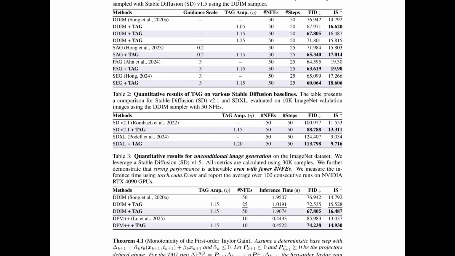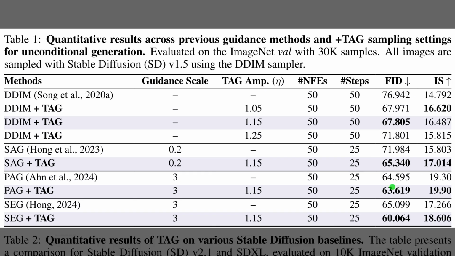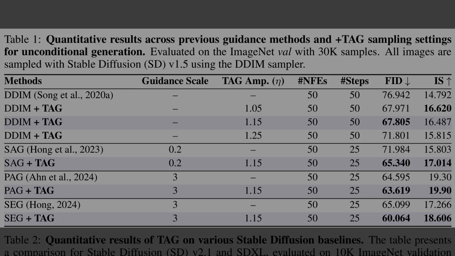So Table 1 summarizes unconditional results and shows that tangential amplifying guidance reliably improves image quality at the same compute. The table reports that baseline DDIM has FID near 77. With tangential amplifying guidance at an amplification around 1.15, FID drops to about 68. Inception score also rises to roughly 17. The add-on pairs well with SAG, PAG, and SEG, which see further gains without extra denoiser calls.